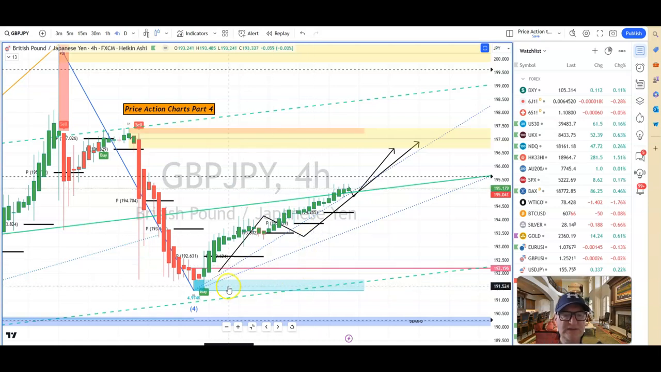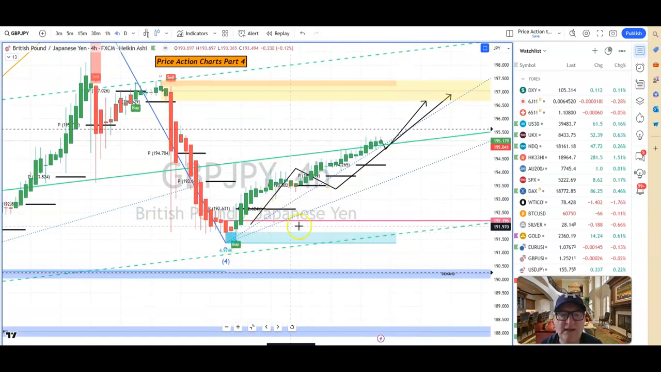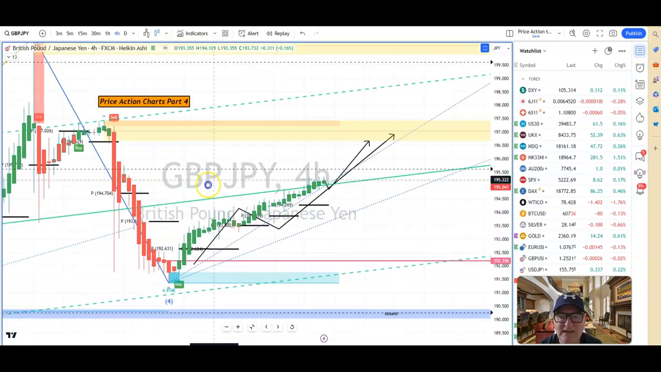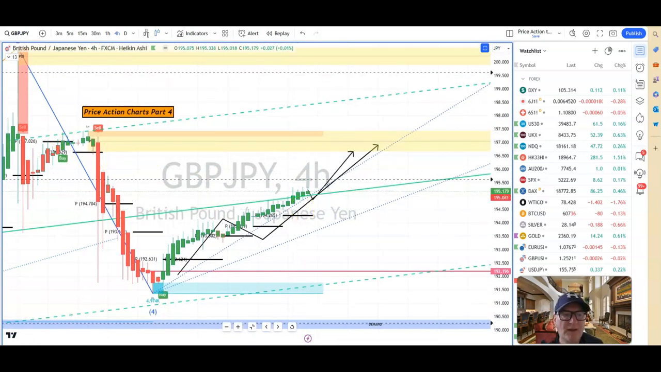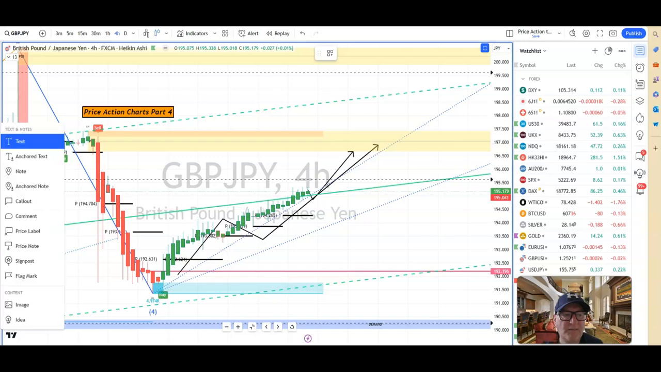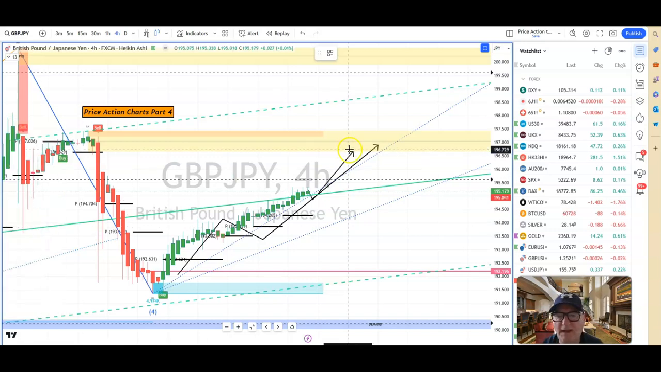So as we can see, this is what we're looking for in price action. It doesn't need to be trending, but it does need to be coming into liquidity with a wave 4. Ideally, this is the pound yen, and we have a target here of 196.70 coming up in the next few days. So fantastic move coming there.